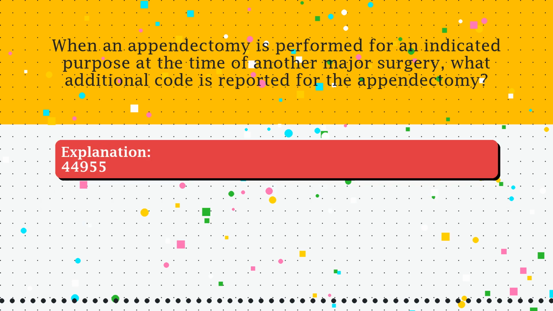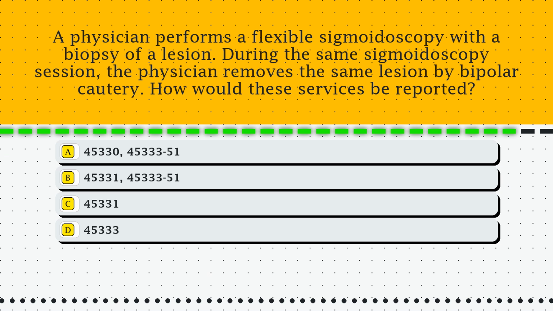Question 74. A physician performs a flexible sigmoidoscopy with a biopsy of a lesion. During the same sigmoidoscopy session, the physician removes the same lesion by bipolar cautery. How would these services be reported? Option A, 45,330, 45,333 to 51. Option B, 45,331, 45,333 to 51. Option C, 45,331. Option D, 45,333.